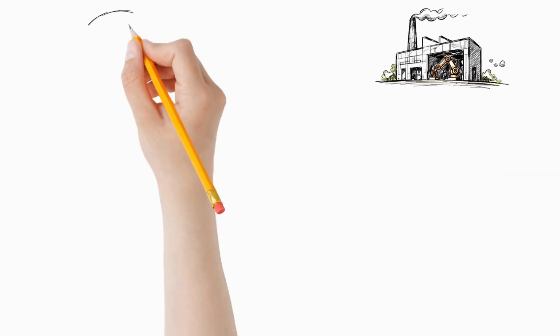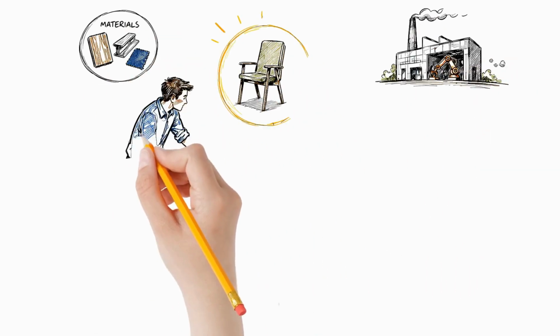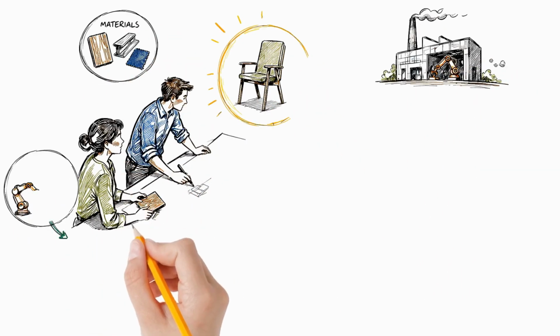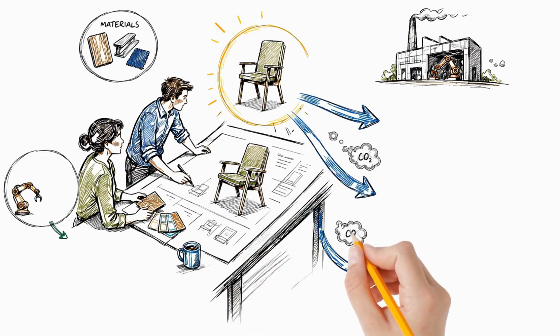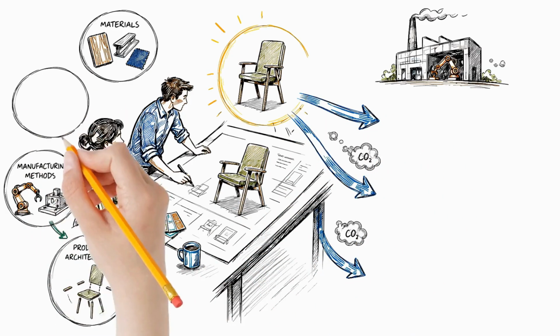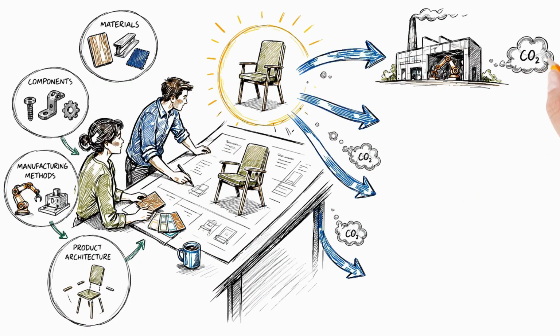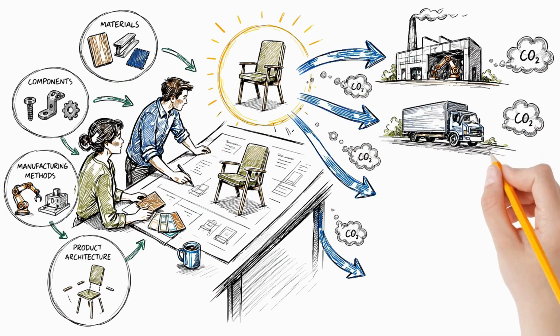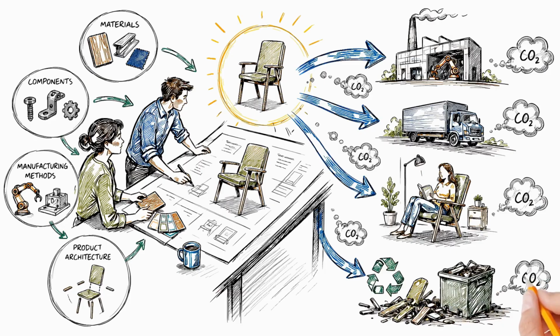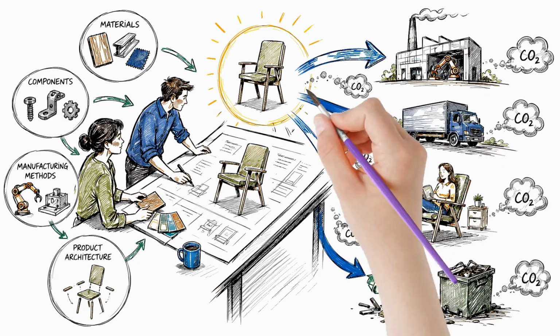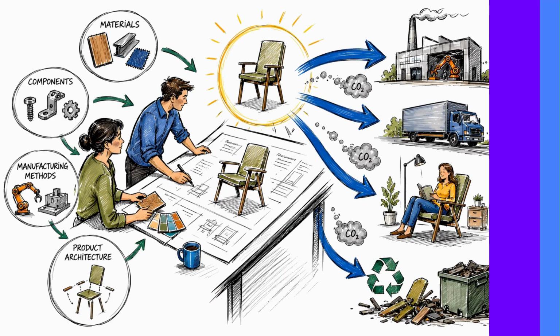Most organizations focus on reducing emissions after products have already been designed. But research consistently shows that around 70 to 80% of a product's lifecycle emissions are determined during the design phase. Decisions about materials, components, manufacturing methods, and end-of-life pathways shape the majority of future carbon impacts long before production begins.